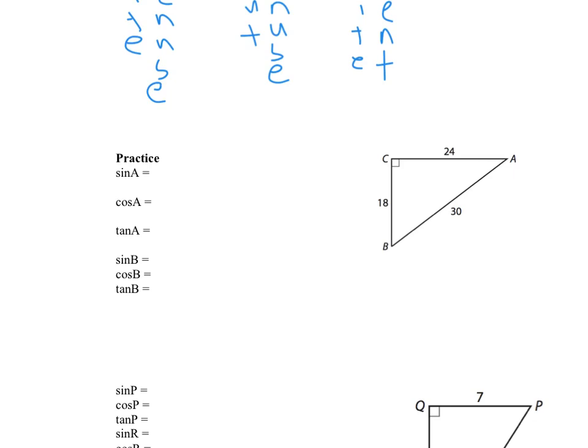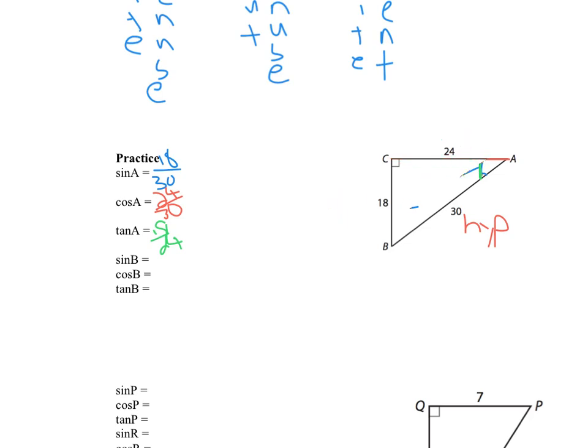Okay, so let's do a little practice on this problem here. Sine of A. Remember, sine is opposite, so our opposite side is 18 over our hypotenuse, the longest side and the side opposite the right angle, which is 30. And then cosine of A, so we're still dealing with A, but cosine is adjacent, so that would be this leg here, 24, over the hypotenuse, which is 30. And then tangent of A, still the same angle. We have our opposite, 18, which we already saw from sine, over our adjacent, which we already saw from cosine, so that is 18 over 24.